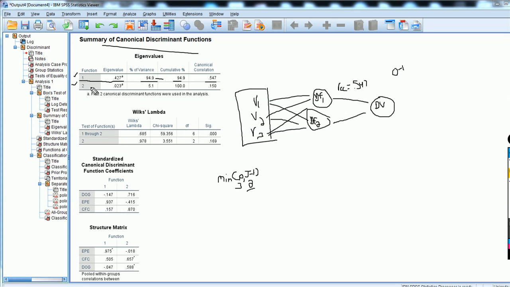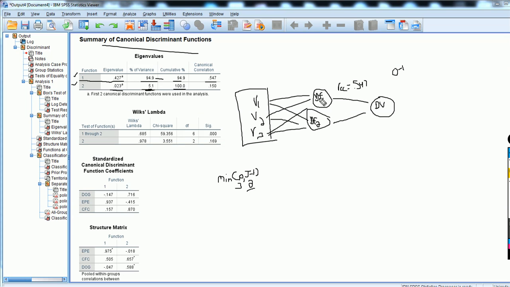When we look at function 2, you can see this is the variance associated with that particular function, and it accounts for about 5.1% of the total between group variation for the predictor variables. And so, as you can see, when you add those two, the percentage of variance from function 1 and 2, it adds up to 100%.